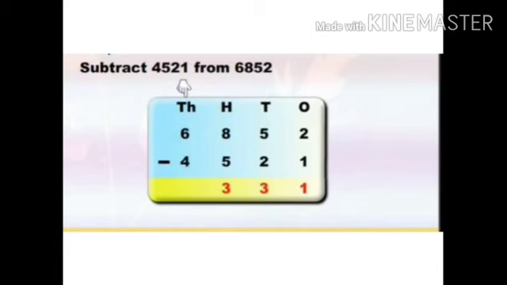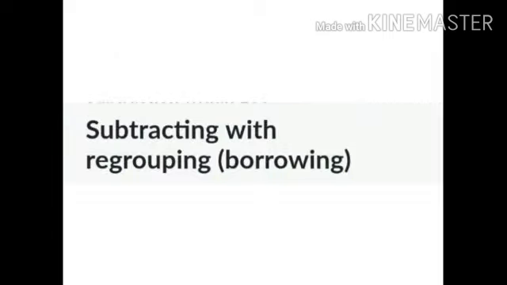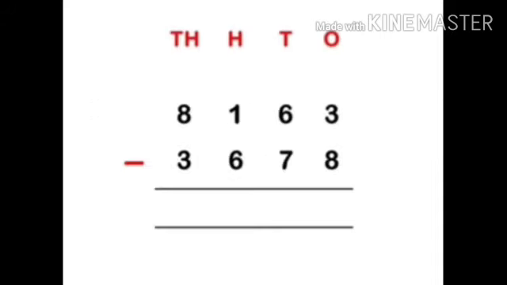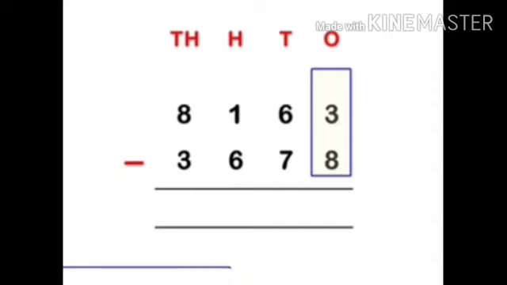Thus, 6852 minus 4521 is equal to 2331. Now subtracting with regrouping. Subtract 3678 from 8163. Arrange the numbers in columns with the larger number on top of the smaller number.